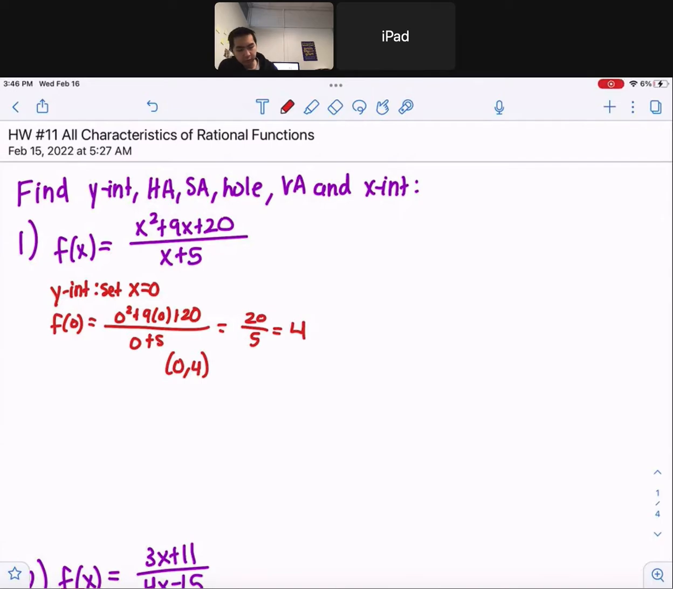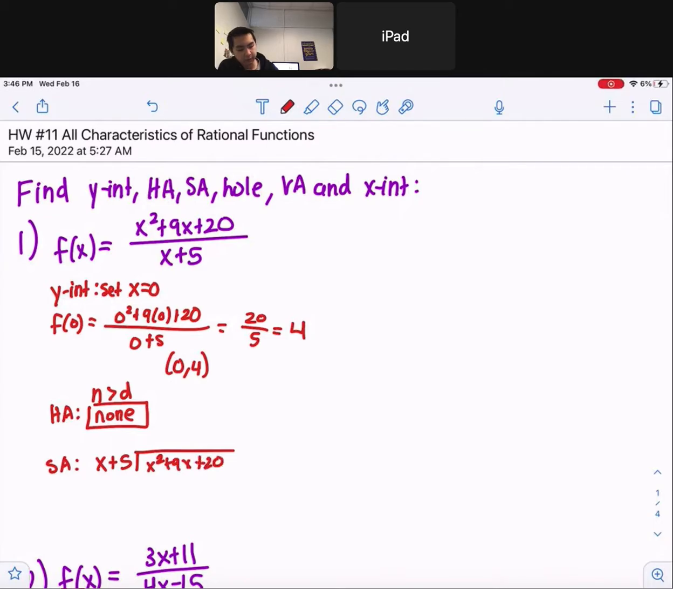To find your horizontal asymptote, look at the degrees. So the degree up top is 2, and the degree on the bottom is 1. That means the numerator is greater than the denominator. So the horizontal asymptote is none, but we will have a slant because the degree up top is 1 degree higher than the bottom. So divide x squared plus 9x plus 20, all divided by x plus 5.